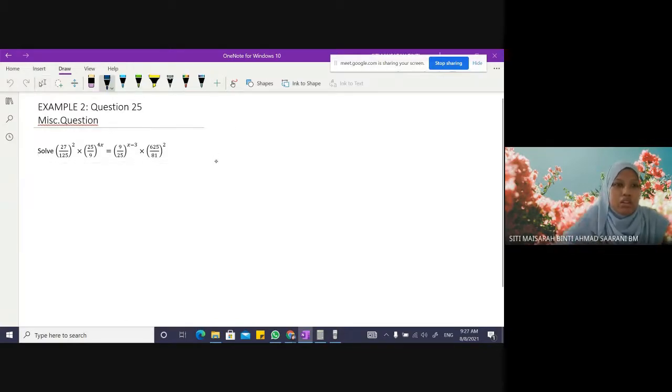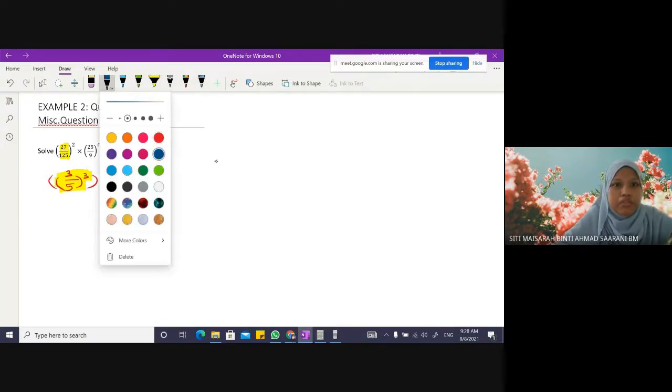One base form. So here is 27 over 125. We need to change it. As you can see here, 27 is 3 power 3 and 125 is 5 power 3. So both are power 3. We can change this one to 3 over 5 cubed. This is 27 over 125, which is 3 over 5 cubed. And then multiply.